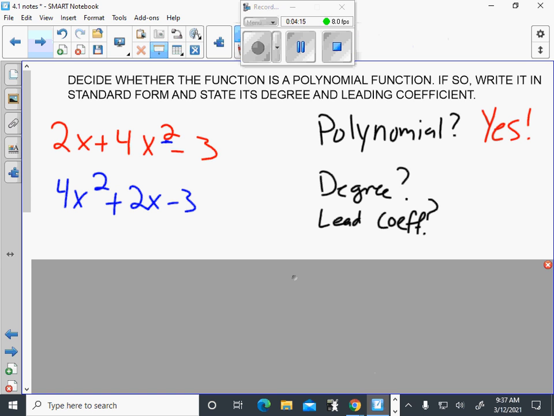Our highest degree, looks like we have a 2 here, so 4x squared plus 2x minus 3. The reason the 2x goes before the 3, we can pretend there's a 1 right here, 2x to the first power. And 3, there's no x attached to it, so we're just going to put that last. What's the degree? The highest degree. So the degree of this function is 2. And the leading coefficient is the number out front. So 4 is the leading coefficient.